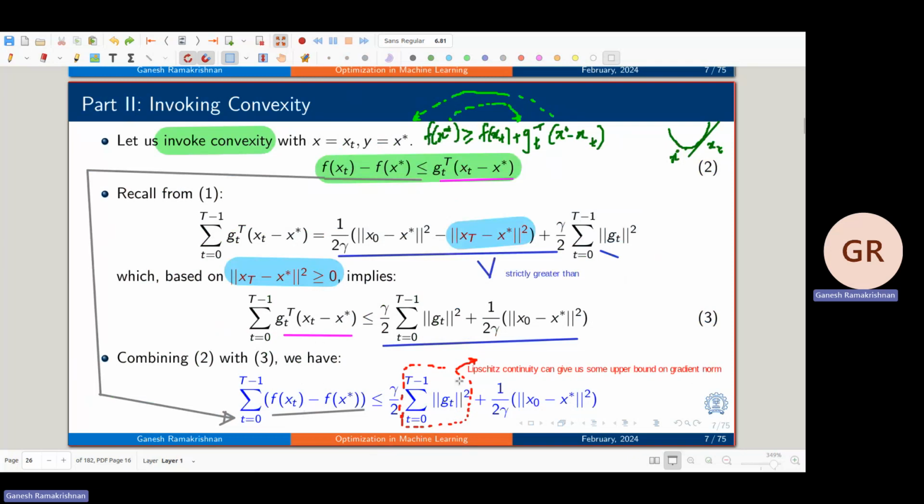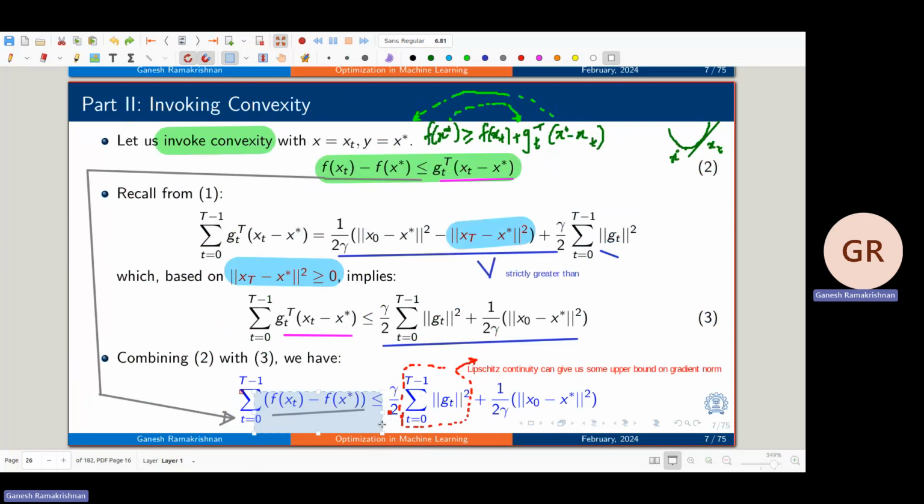Now we are set to use two more properties. One is Lipschitz continuity on the norm of g t squared. And the other is the summation. What will I do with the summation on the left-hand side, f of x t minus f of x star? I gave a hint there, right? I'll only use f of x capital T, the final iterate, and x star, sorry, this is x star, not x naught. Okay, I'll still have an x naught minus x star. And I'll use some trick there.